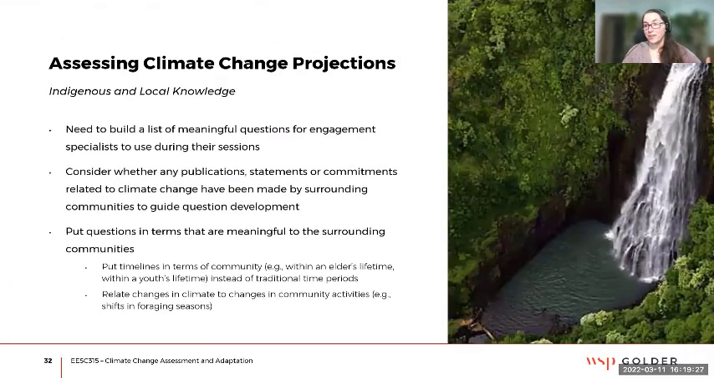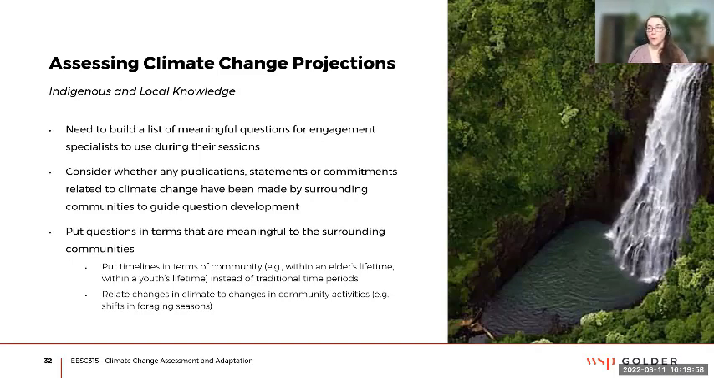One of the other aspects that often gets overlooked and is something that's newly evolving, especially with the updated guidance, which is a strategic assessment on climate change, is the concept of Indigenous and local knowledge. So when you're gathering this information and when the stakeholder engagement is happening, often questions are asked in a way that's not meaningful. So you don't gather any information related to climate change.